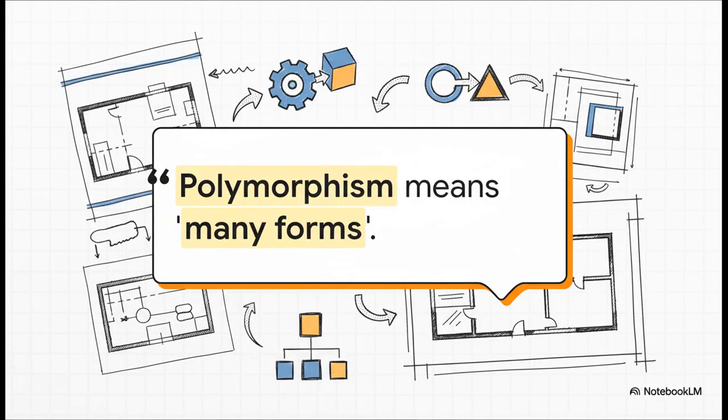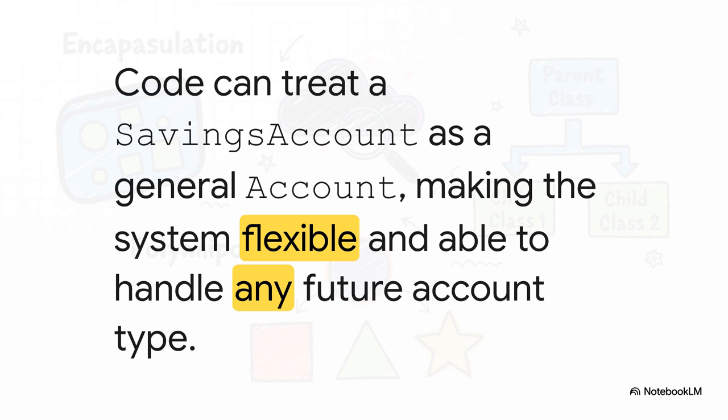Okay, so this whole concept of building from a shared blueprint, it unlocks our fourth and final pillar, which is called polymorphism. Now that sounds like a complicated word, but it literally just means many forms. And it's what makes all this inherited code so incredibly flexible. So what does many forms actually mean when we're writing code? Check this out.